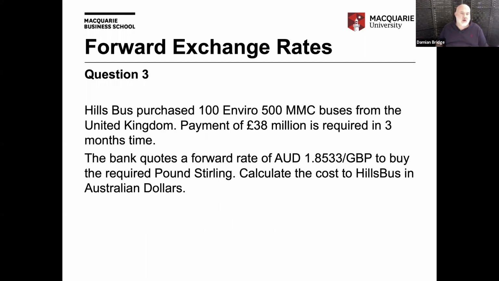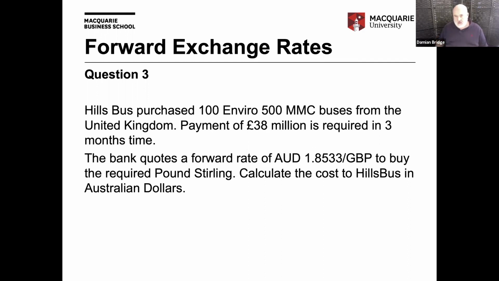Hillsbus purchased 100 Enviro 500 MMC buses from the UK. So it's 100 buses. Payment of £38 million is required in 3 months' time. The bank quotes a forward rate of 1.8533 to the British pound to buy the required pound sterling. Calculate the cost of the bus in Australian dollars.